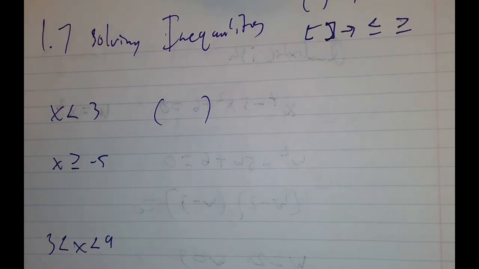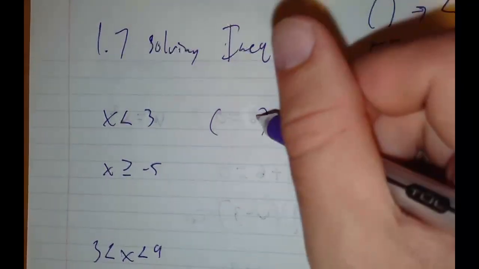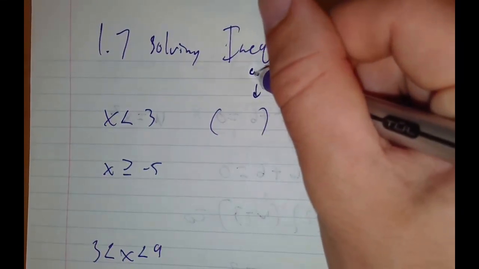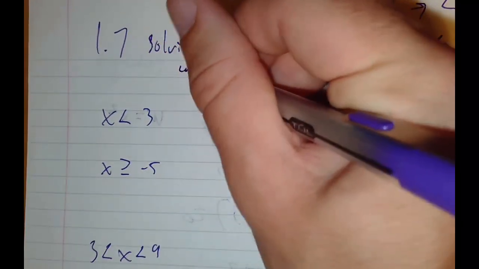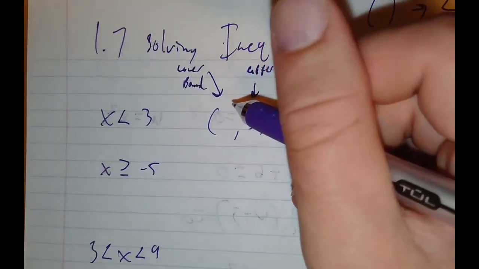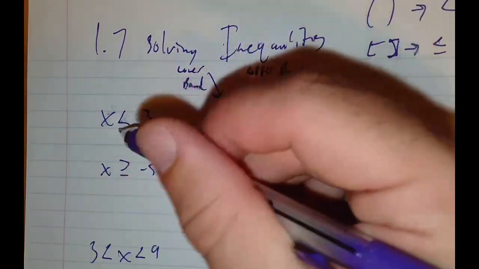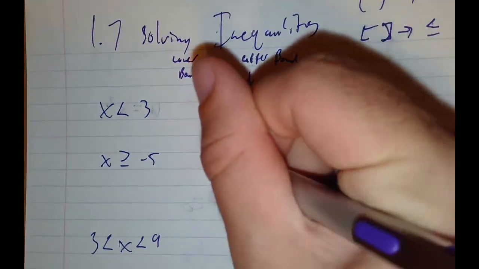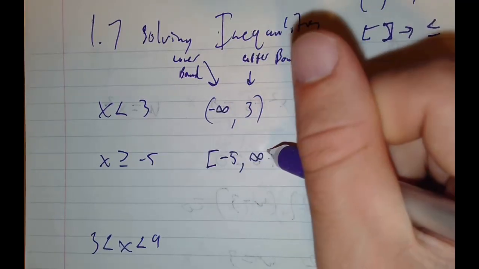All right, so here, the way that we are going to write this, for x less than 3, it's like, okay, what's the highest it can be? This is your upper bound, this is your lower bound. The highest it could be is 3, and the lowest it could be is negative infinity. We're using open because it's just less than, it doesn't include it. Now this one on the other hand does include, so we're going to use the bracket because it does include the negative 5, and our lower bound is negative 5, our upper bound is infinity.